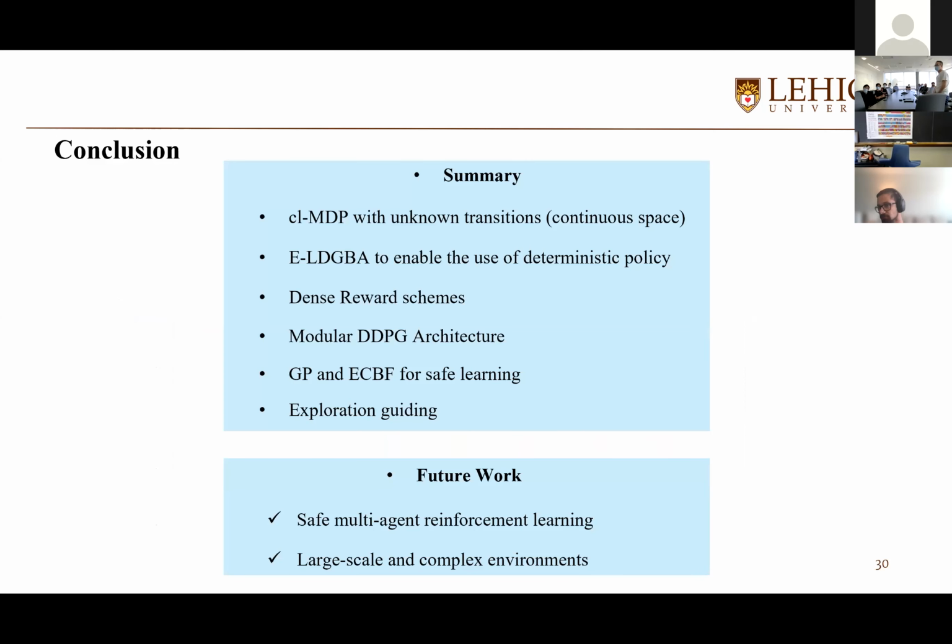In summary, because we have disturbance noise, the CLMDP actually has unknown transitions. That's the reason we want to use learning. And here is a summary. For future work, I will consider multi-agent safe learning to extend this work, and then I will consider large-scale complex environments. Yeah, that's it.